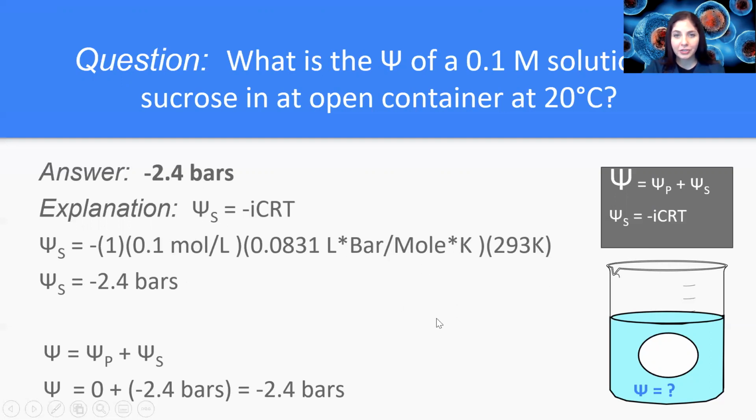Now to get the temperature in degrees Kelvin, we are told that the container is at 20 degrees Celsius. So we added 20 degrees to 273 Kelvin, and we got 293 degrees. Now we multiplied all of that out, and we got negative 2.4 bars for that solute potential. So we plug it in here. So water potential equals 0 plus negative 2.4 bars, which is negative 2.4 bars.